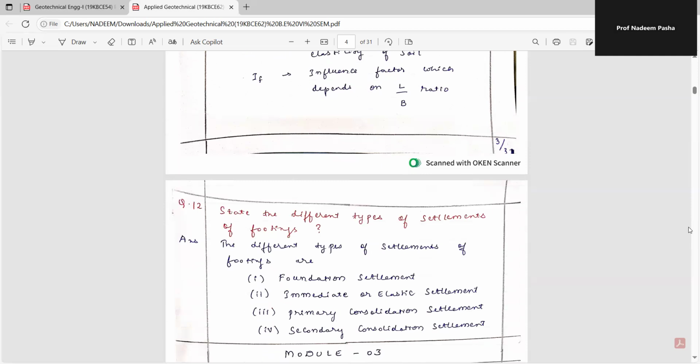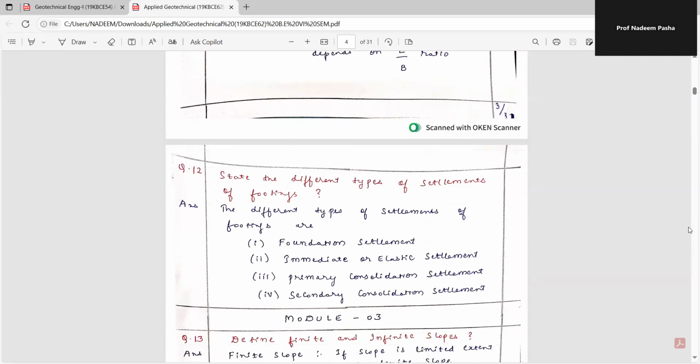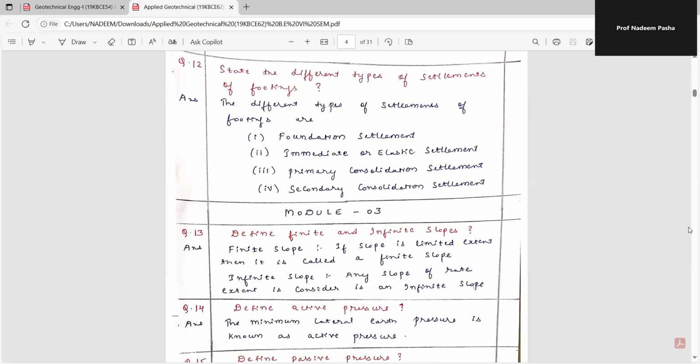State the different types of settlement of footing. The different types of settlement of footings are foundation settlement, immediate settlement, primary consolidation settlement, and secondary consolidation settlement. Module 3. Define finite and infinite slope. Finite slope.